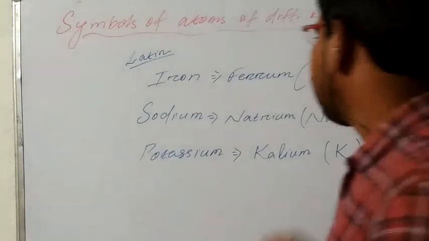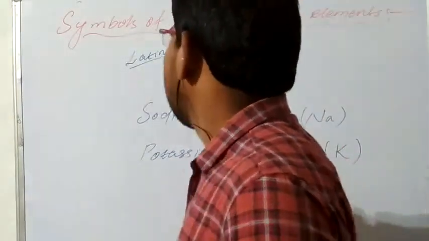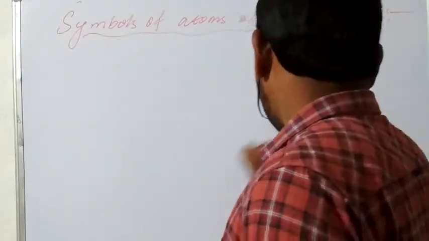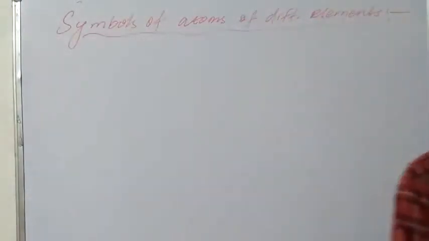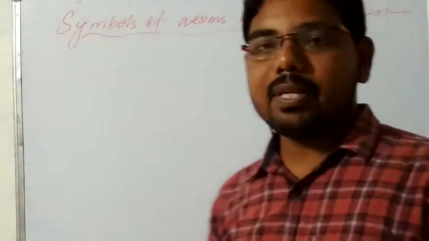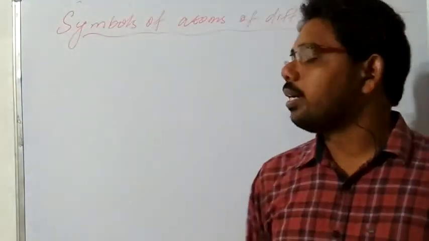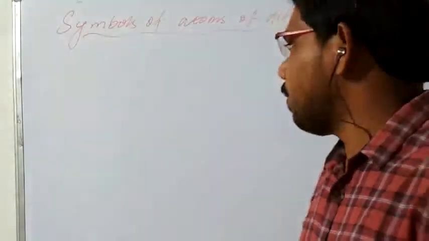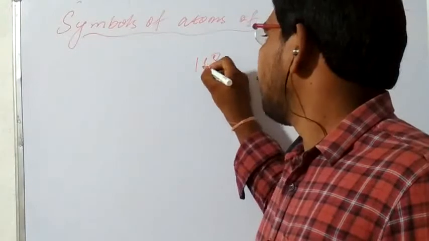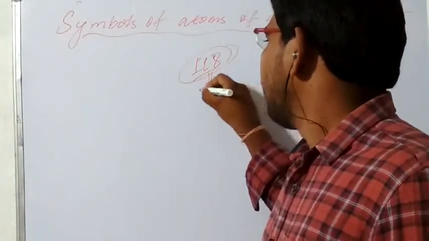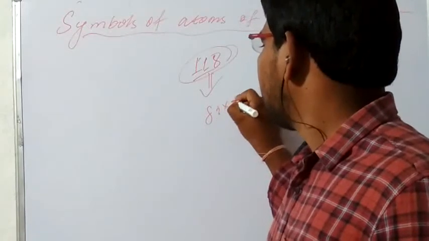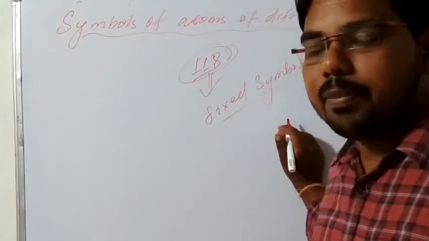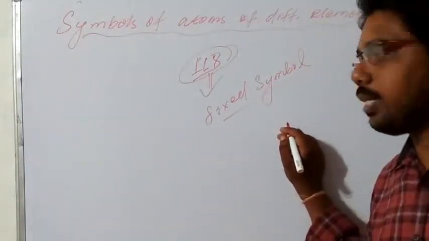So all these elements have specific names and specific symbols, so that we can easily identify them. The short abbreviation of an element is called its symbol. All the discovered elements, now 118, have fixed symbols. A symbol is a short abbreviation of the name of an element.